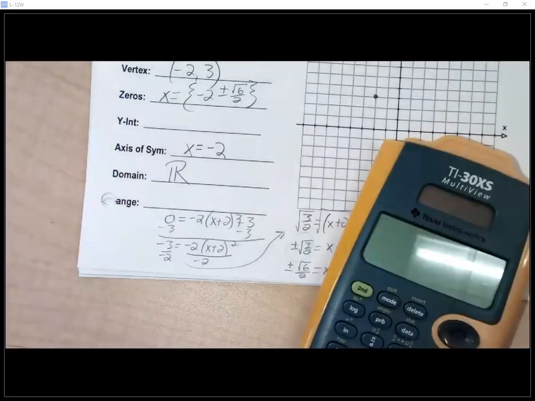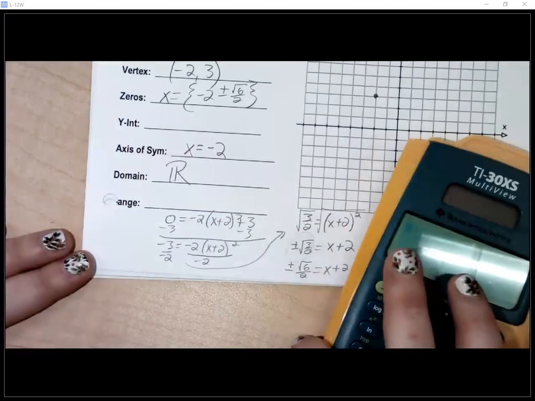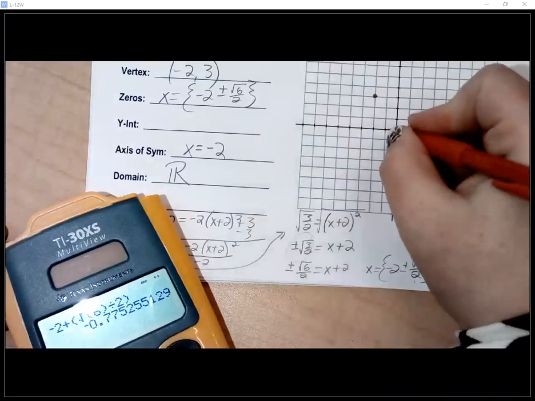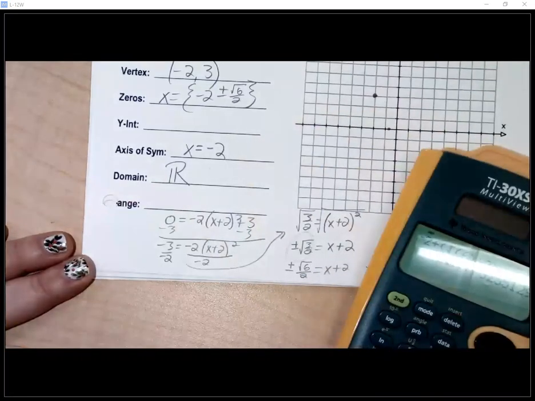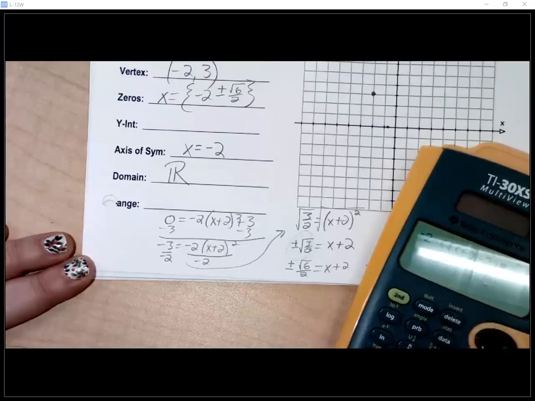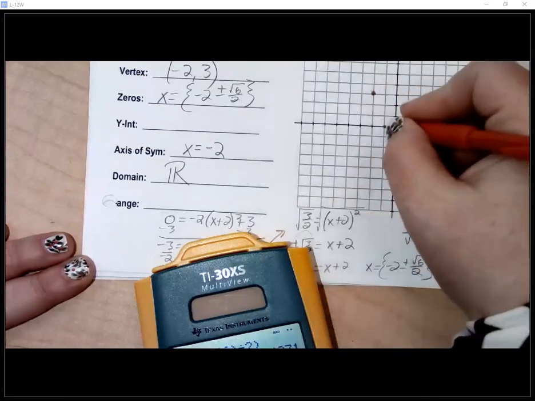Yeah. So when I'm going to make this on my graph, if I wanted to plot where those were, I would just grab my calculator and ask it what -2 plus √6 over 2 is. And one of them is at -0.77. So right about there. And then the other one, let me just change that to a minus. Six divided by 2. There we go. -3.22. Right about there.